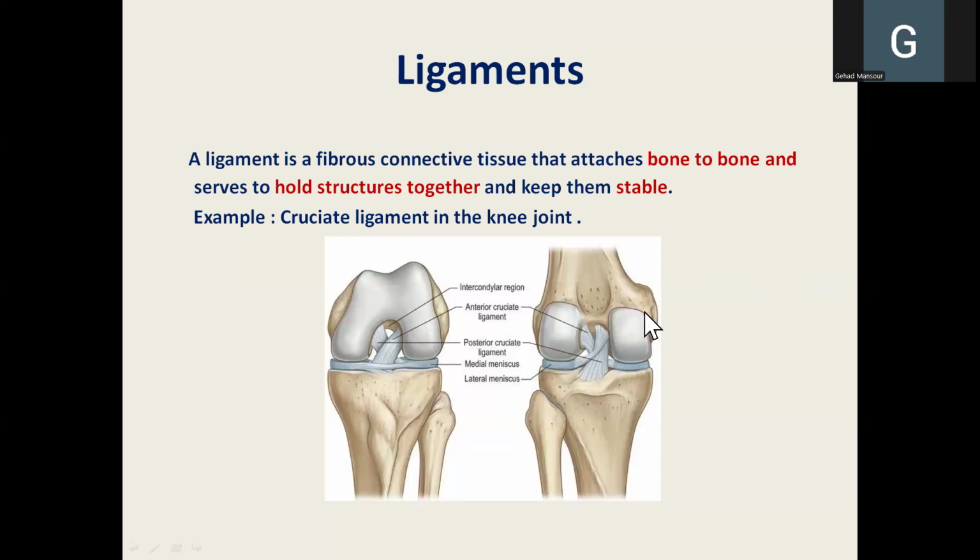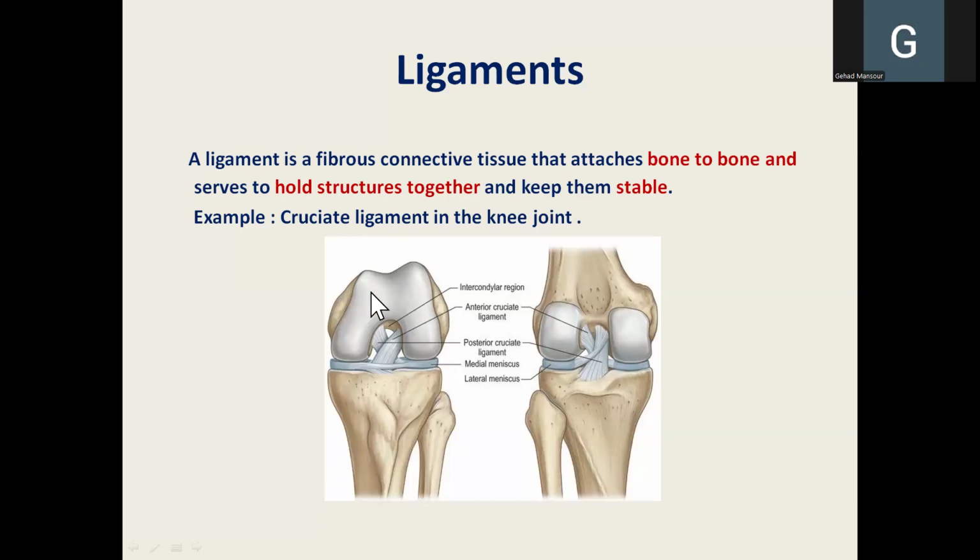Now we have two types of cartilage here. The first one is the articular cartilage that covers the lower end of the femur and the upper end of the tibia. But the articular cartilage here, which shares in the formation of the articular surfaces or the joint surfaces, is not seen here because it's hidden by the two menisci, but we can clearly see the articular cartilage at the lower end of the femur from anterior and from posterior.